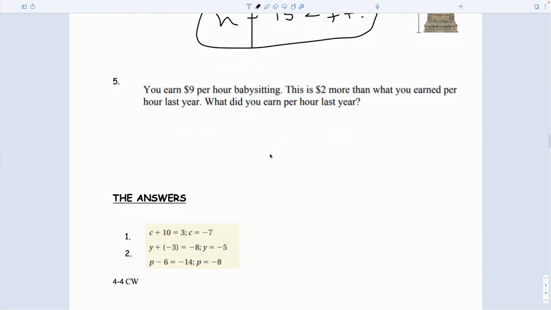Number 5, you earn $9 per hour babysitting. This is 2 more than what you earned per hour last year. What did you earn per hour last year? Ooh, man, I thought this one was different. 2 more than what I earned per hour last year. I don't know how much I earned last year.